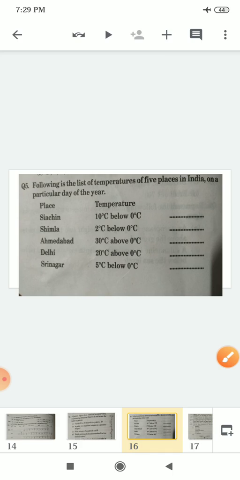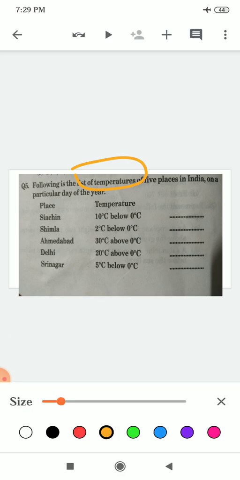We have question number 5. Following is the list of temperatures of 5 places in India on a particular day of the year. First place is Sachin, then Simla, then Ahmedabad, Delhi and Srinagar. This is 10 degrees Celsius below. It is saying below, so it will be minus 10. Shimla we have 2 degrees Celsius below. It will be minus 2. 30 degrees Celsius above, so it will be plus 30. You can write 30 also.